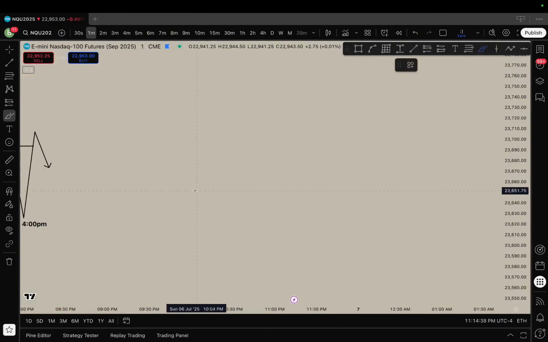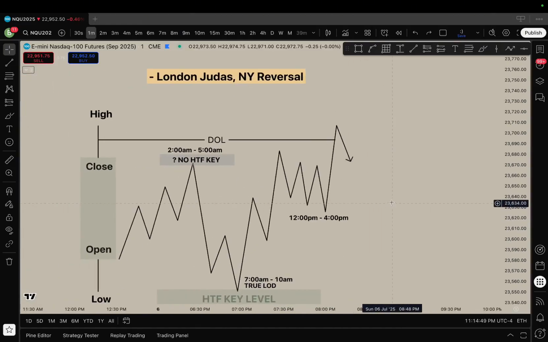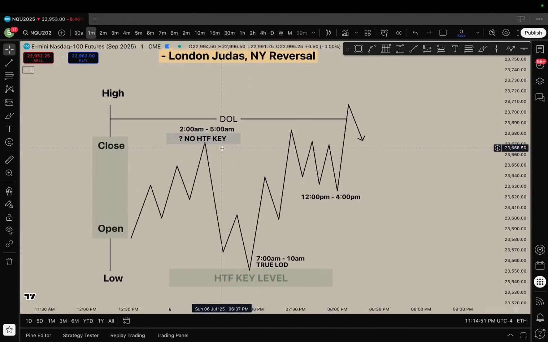So the 9:30 Judas swing is talked about a lot, where we have accumulation, and we have that manipulation lower, then the expansion higher, and this will open at 9:30, open low, high close, right? So that sort of thing. And we never hit a higher time frame key level here, okay? So 2 o'clock to 5 o'clock, never hit a higher time frame key level.